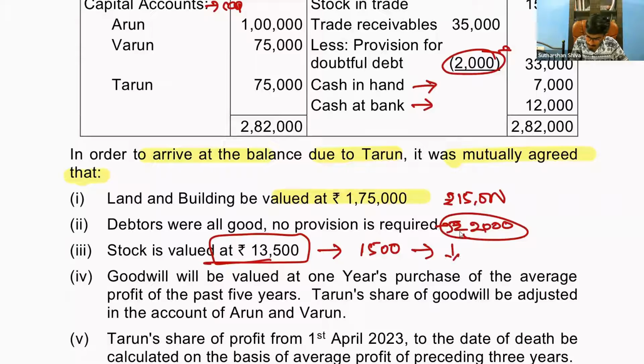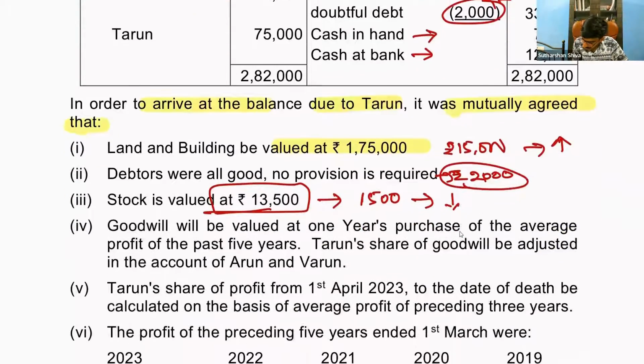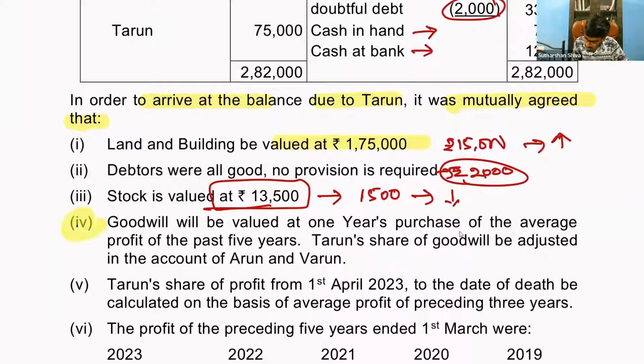Then goodwill is, this is an important key point, this 4th point. Goodwill is valued at 1 year purchase. It is simply 1 year on the average profit of past 5 years they have given. So it is past 5 years. Tarun's share of goodwill will be adjusted in the accounts of Arun and Varun. Arun and Varun will take care. If it is at death, they will take care in which ratio? Gaining ratio.